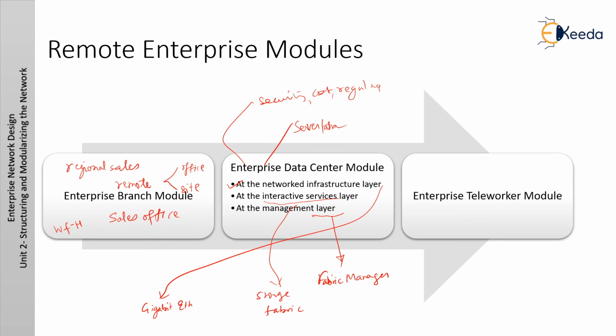Now come to the last module, that is the enterprise teleworker module. The enterprise teleworker module provides people in geographically dispersed locations such as home offices or hotels with highly secure access to central site applications and network services. It supports a small office with one to several employees or the home office of a telecommuter. The telecommuter might also be a mobile user, people who need access while traveling or who do not work at a fixed company site.